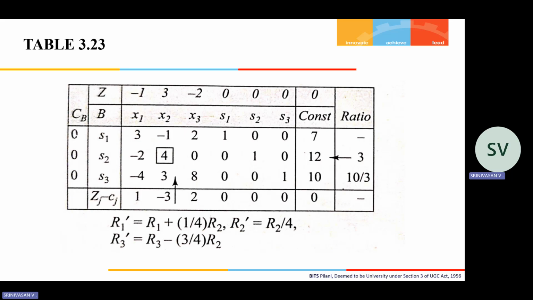As before, the coefficients of the constraints for x1, x2, x3, s1, s2, s3 are 3, minus 1, 2, 1, 0, 0; minus 2, 4, 0, 0, 1, 0; minus 4, 3, 8, 0, 0, 1. As I mentioned in the very beginning, in the simplex algorithm the coefficients of s1, s2, s3 in the constraints will form a unit matrix. Right. So here you write the basic vectors s1, s2, s3, whose coefficients are always 0, 0, 0 initially. And here the constant is also 0.